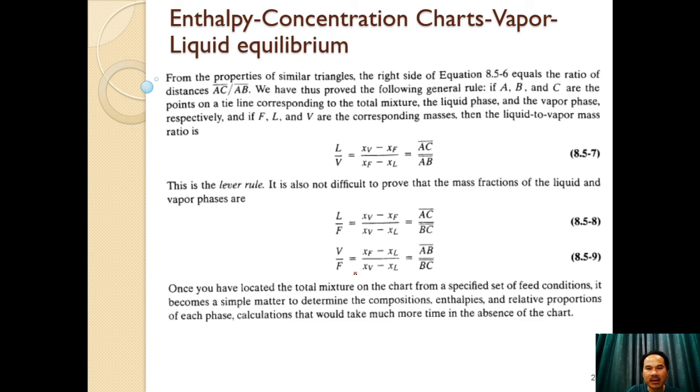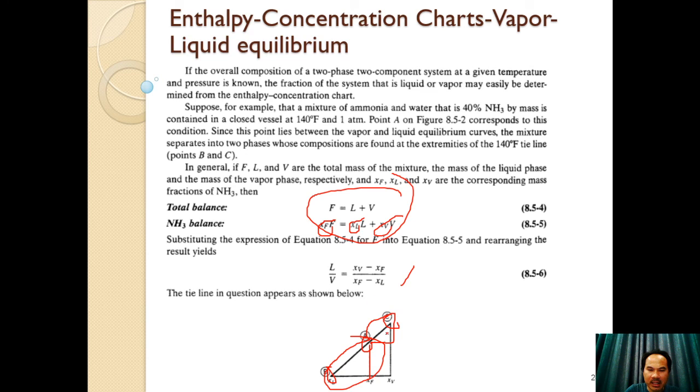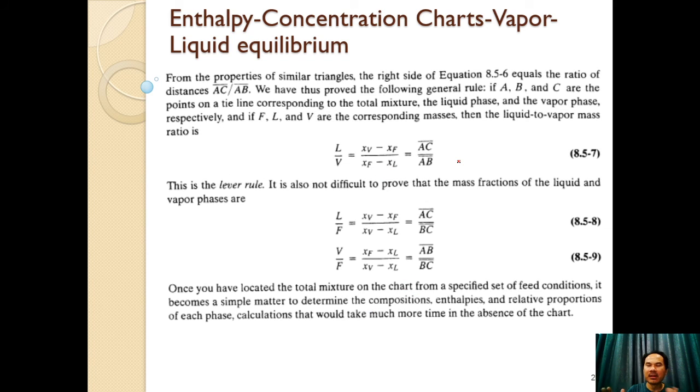Quality. And also you can write this is the distance. That's right, L over V equal to distance AC over AB. We call this the lever arm rule. That's right, AC divided by AB, XV minus XF over XV minus XL. And also, if you do L divided by F, AC divided by BC, XV minus XF over XV minus XL. V divided by F equal to XF minus XL over XV minus XL, which is AB over BC.